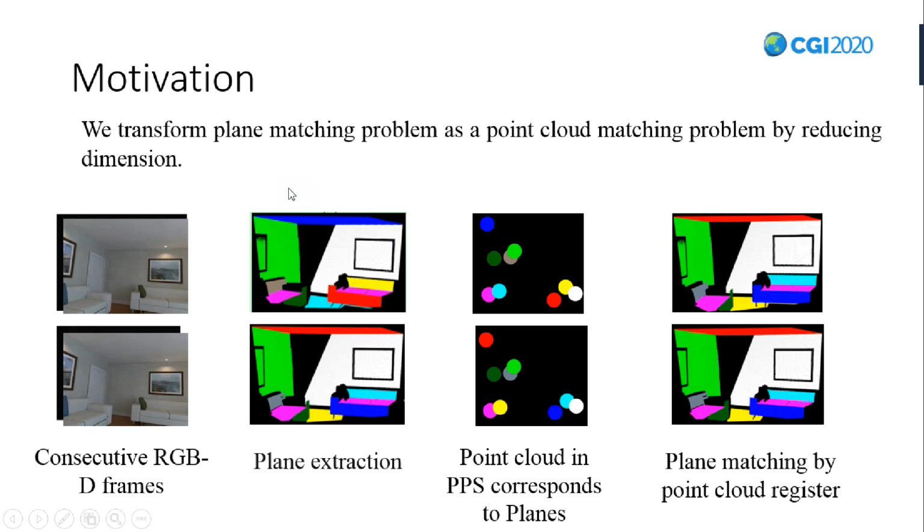In this way, we can transform the plane matching problem between frames into a point cloud matching problem by reducing dimension. Given two consecutive RGB-D frames, we first extract planes in each frame. Then we project all the planes to the plane parameter space to generate two point clouds. Then we register the two point clouds to establish the correspondence between them. The corresponding relationship between planes is obtained from the corresponding relationship between point clouds. After we obtain the plane correspondences, we can use the plane consistency as an additional constraint to improve the camera pose estimation.